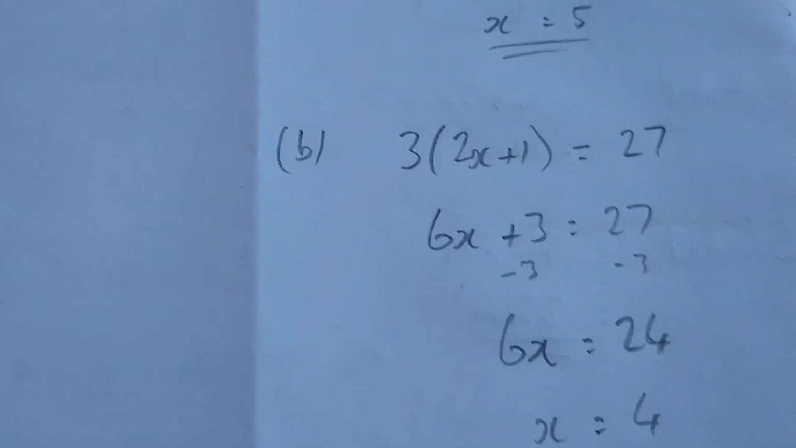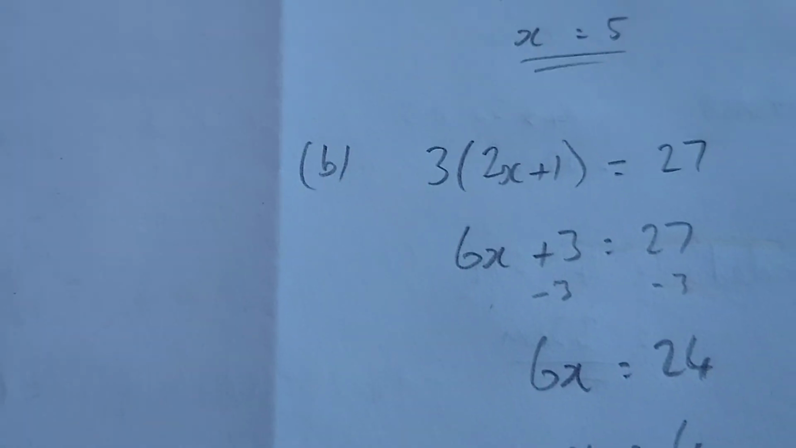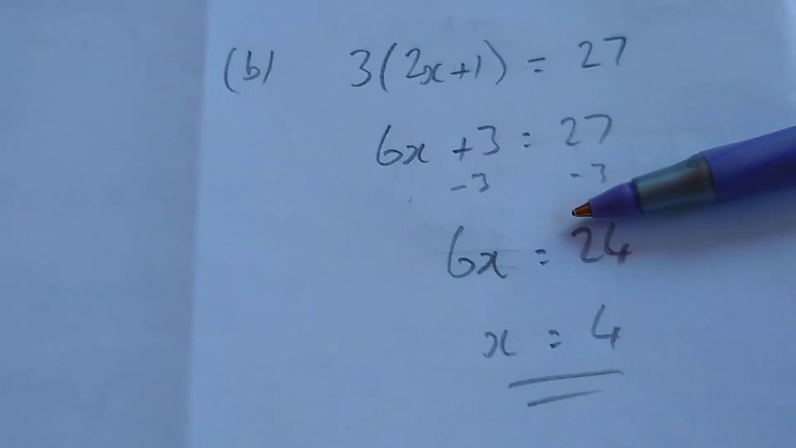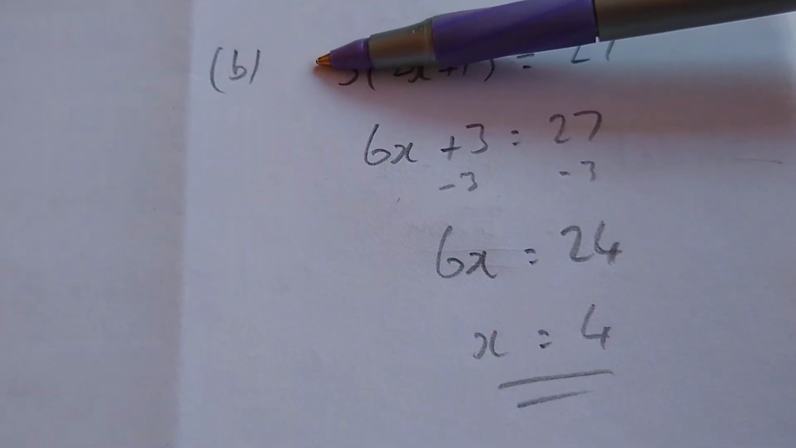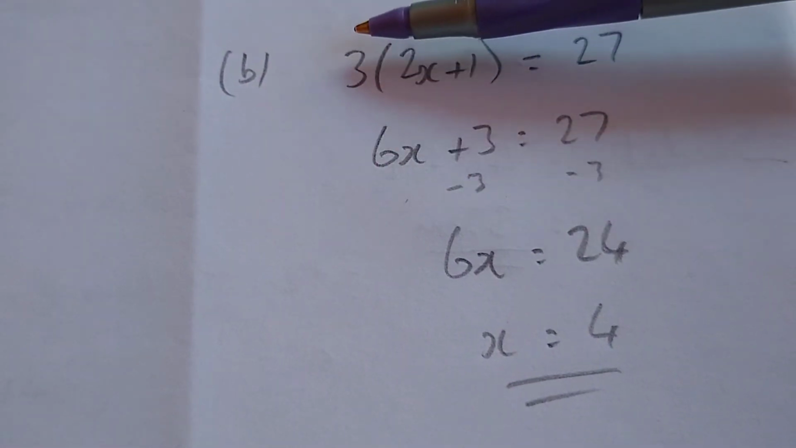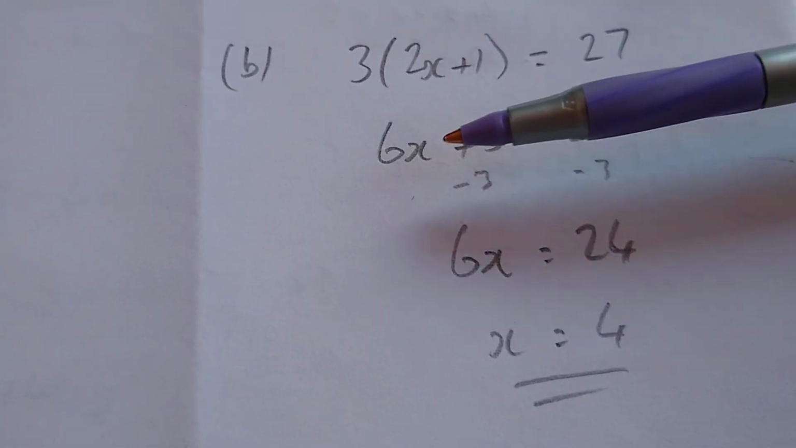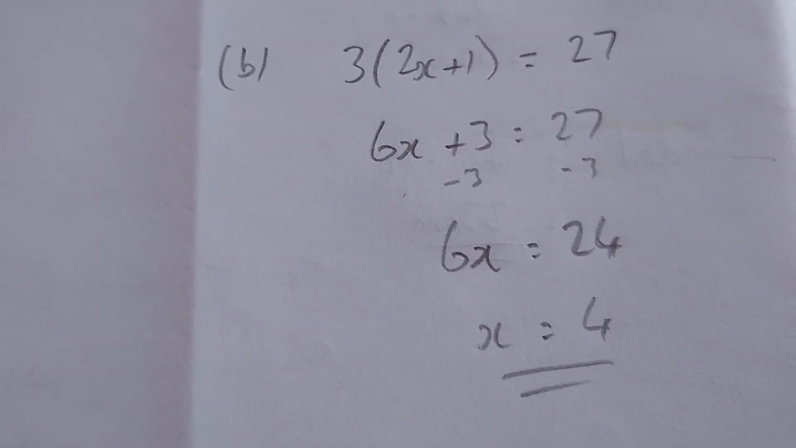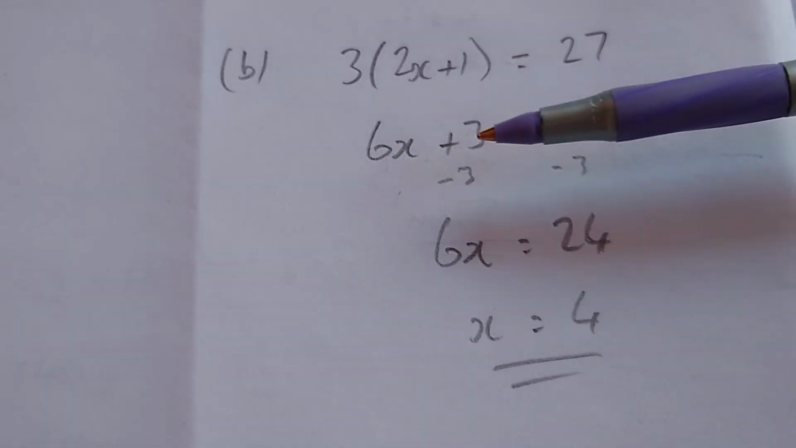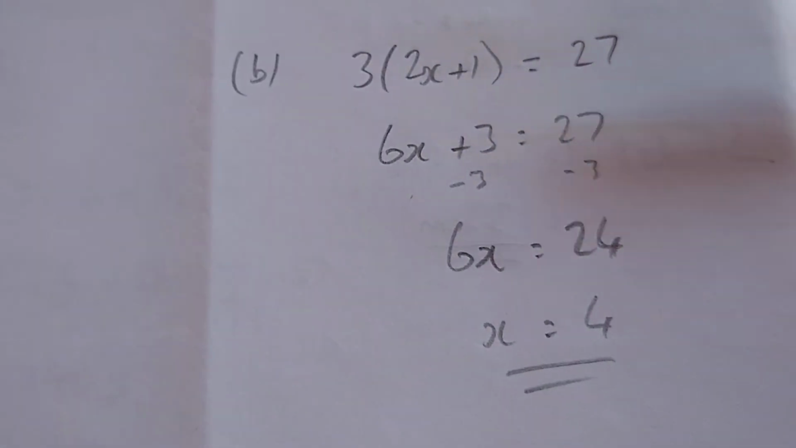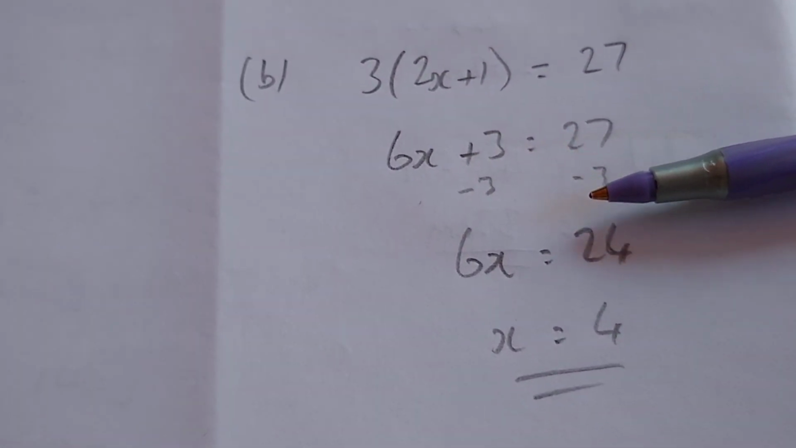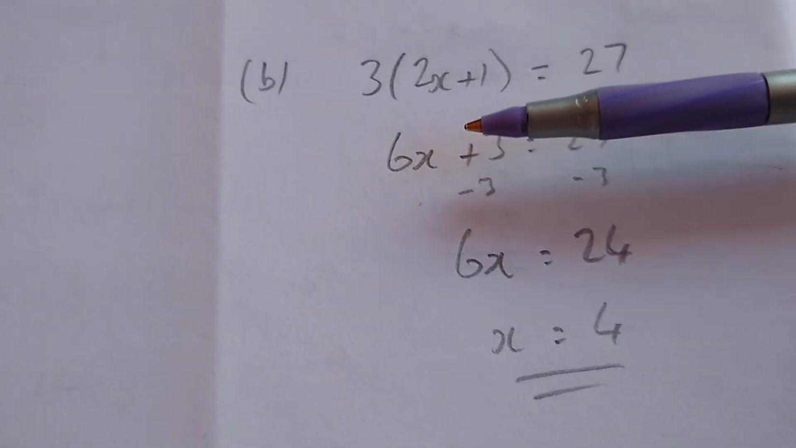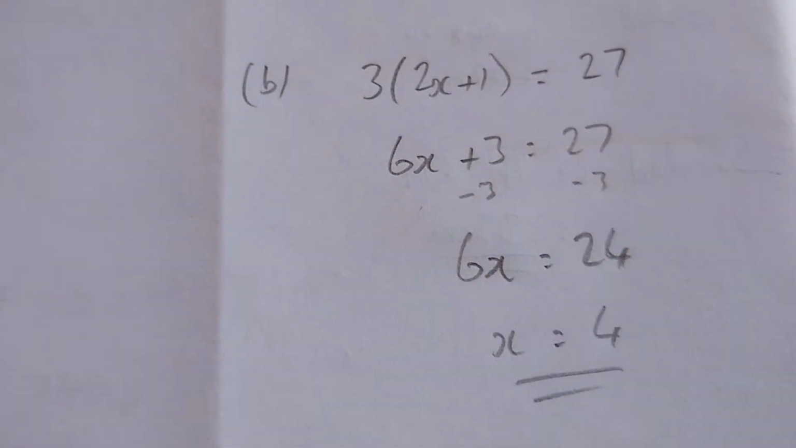So part B, probably slightly easier than part A, I think, as long as we know to multiply out the bracket first. So 3 times 2x, 3 times 1, so 6x plus 3 equals 27. I'm then going to subtract 3 from both sides. Thinking about the seesaw method we talked about above, if I subtract 3 from this side of the equal sign, to keep it balanced, I must subtract 3 from the other side.